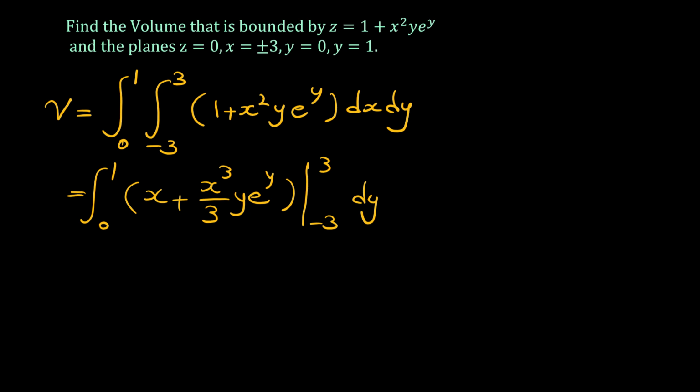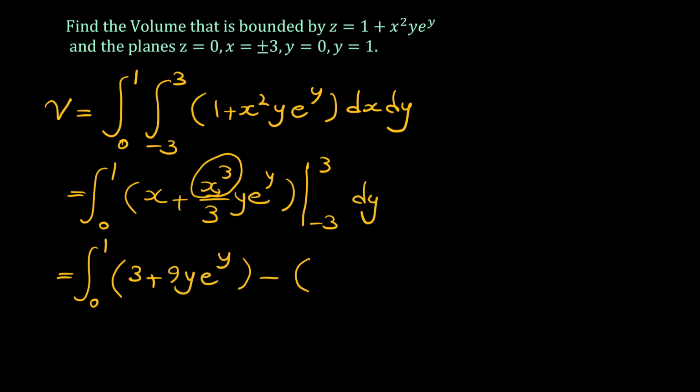Now we have to plug in 3 for x and negative 3, and we have to subtract these from each other. Now if we plug in 3 for x, we have 3 plus 3 to the 3 is 27. 27 divided by 3 is 9, so 9y e to the y minus, if we plug in negative 3, we have negative 3. Negative 3 to the 3 is negative 27, divided by 3 is negative 9, y e to the y dy. And all of this should be in the bracket.